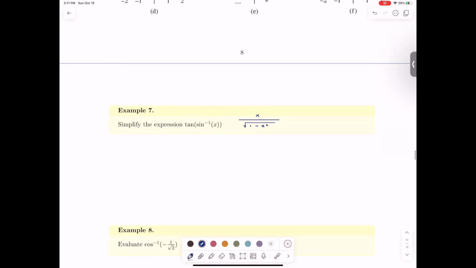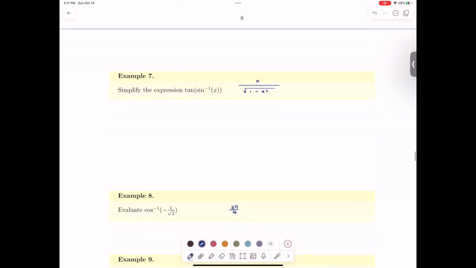Okay, so how do we do it? We need to draw a special triangle, guys. Special triangle. So, inverse sine x. Suppose this is theta. Then by definition of inverse, this is basically saying sine theta equals x. Except there is one more restriction because you need to check what is the domain, what is the range, right?